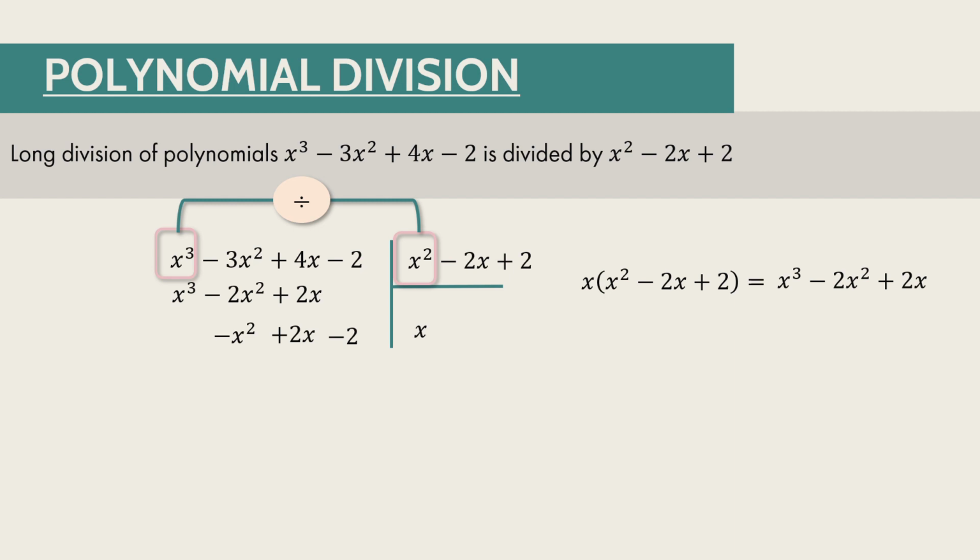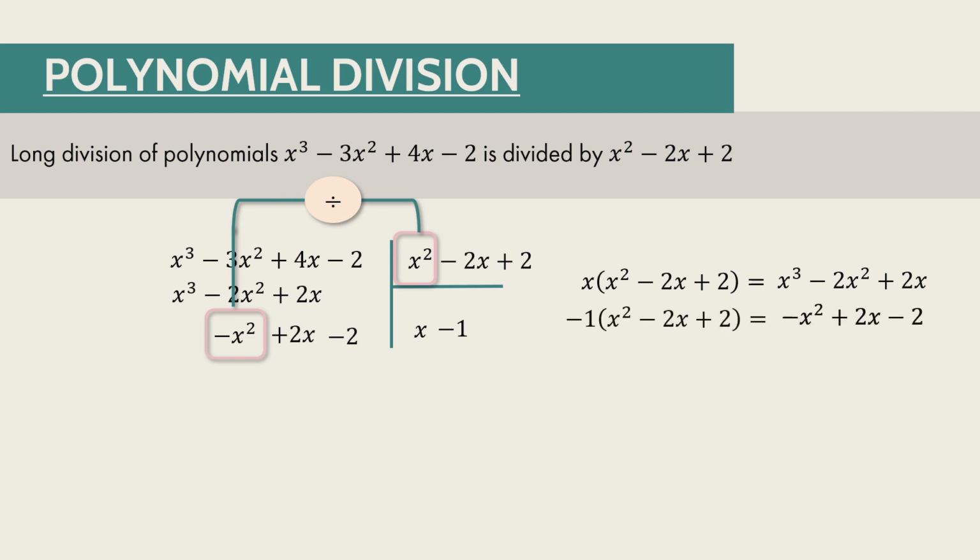We'll repeat the process. Divide the leading term of the dividend by the leading term of the divisor. Negative x squared divided by x squared gives the answer of negative 1. Again, we multiply negative 1 back with the divisor. Negative 1 times x squared minus 2x plus 2 equals negative x squared plus 2x minus 2. And now let's see what remains. You can see that the remainder is 0. So the quotient is x minus 1 and the remainder is 0.